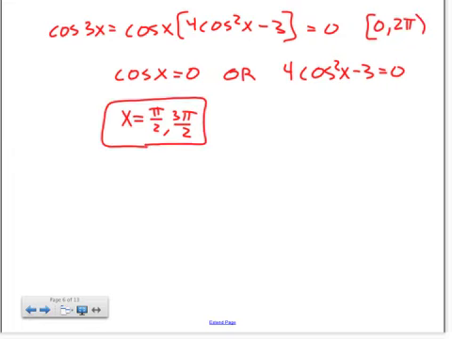But this one has cool little algebra. We're going to do 4 cosine squared x equals 3. Cosine squared x equals 3/4.